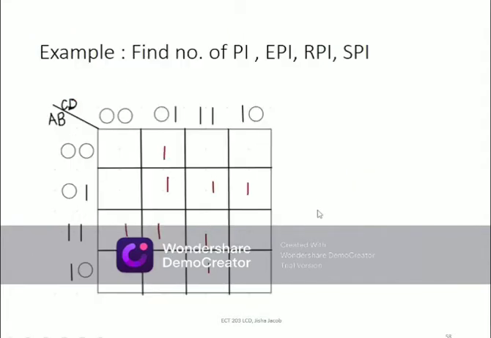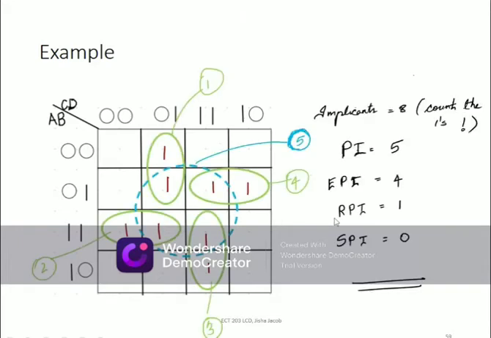Now finally, we have examples here. Let's wrap it up with this example. I have a K-map laid out here. It's a 4-variable K-map, and you can see that cells have been marked with ones. Let us try to group it first, and then let us find the number of prime implicants, essential prime implicants, redundant and selective prime implicants in this example.